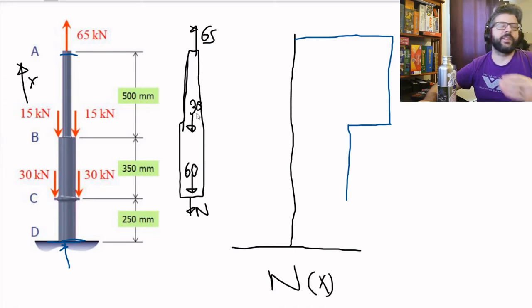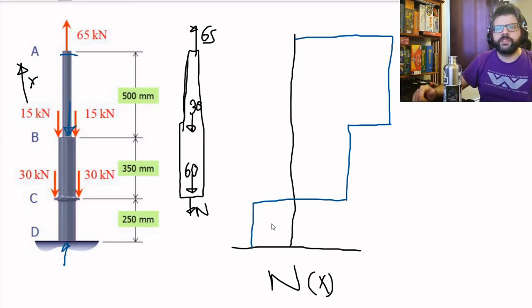So again, take the sum of our forces. 65 minus 30 minus 60 minus n is equal to 0. Move the n over to the other side, and we got 65 minus 90 is equal to n, which gives us an n value of minus 25. And that will be constant until we get down to here. So that just leaves us, I guess I need to label my values here. So again, 65 here, 35 here, negative 25 here.